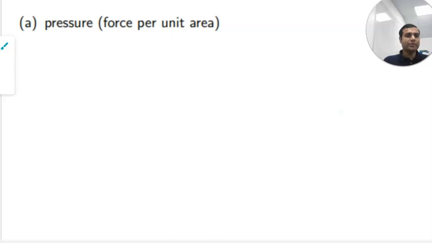Okay, let's see if you want to find out the dimension of the pressure. First, you need to look into the formula. The formula is actually given here: pressure equals force per unit area. We have already found the dimension of the force, but let's assume we don't know it.